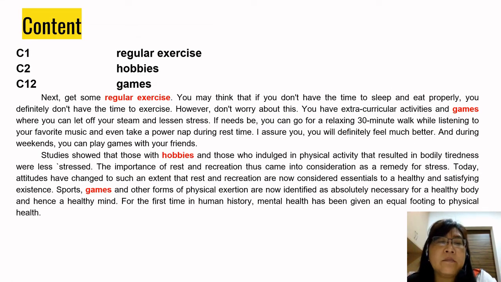These are more examples on how to write using the content points. Here we have C1 regular exercise, C2 hobbies, and C12 games. Next, get some regular exercise. You may think that if you don't have the time to sleep and eat properly, you definitely don't have the time to exercise. However, don't worry about this.